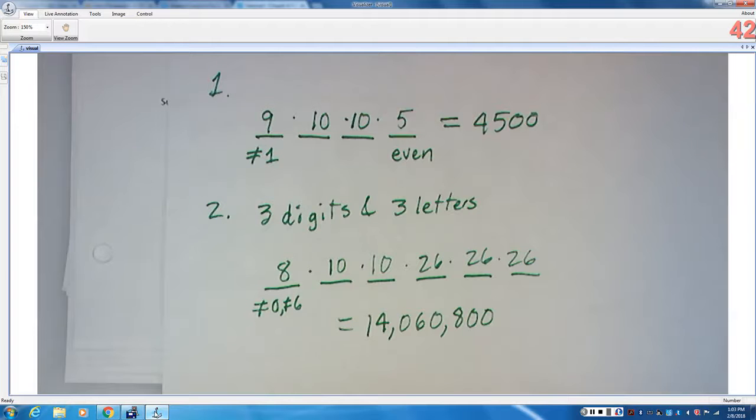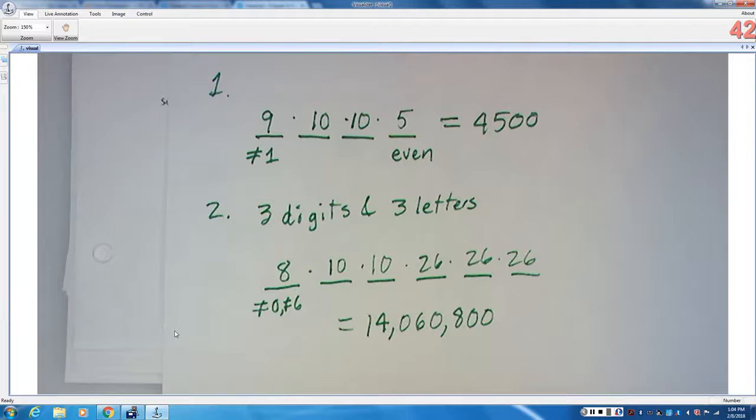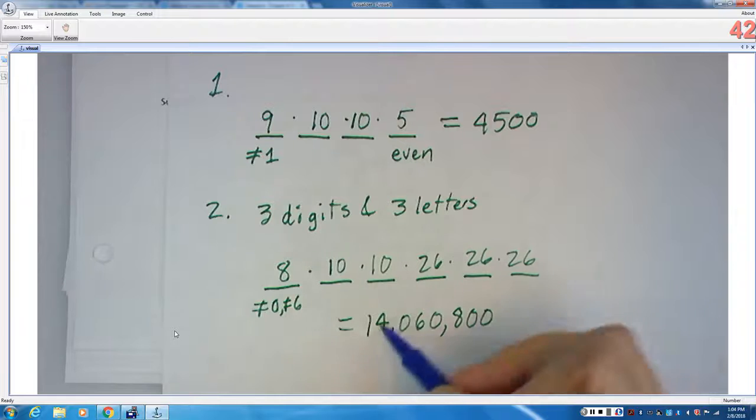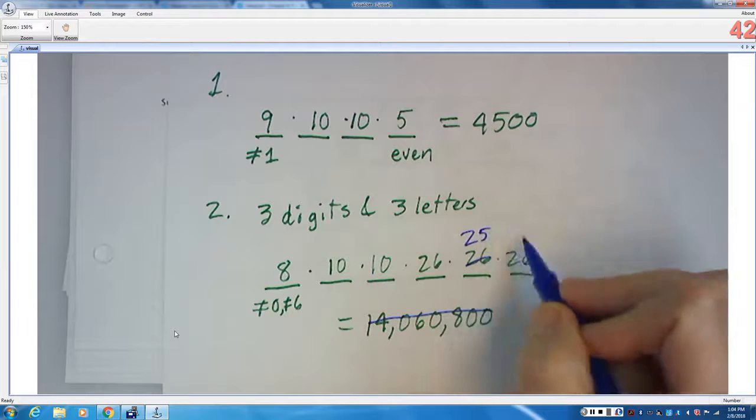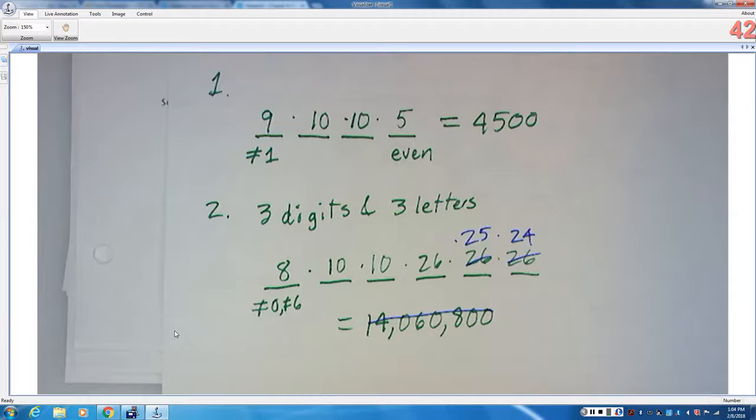How is it not working now? Because it's telling me it's 12 million. I got the same as your kids. Oh. 8 times 10 times 10 times 10. Oh, does it say I got that one wrong? Yeah, because it's telling us it's 12 million. Oh, letters cannot repeat. Whoops, I did it wrong. I forgot that part, so I got to change this to a 25 and a 24. That makes sense. Okay, so that's why it's the 12.